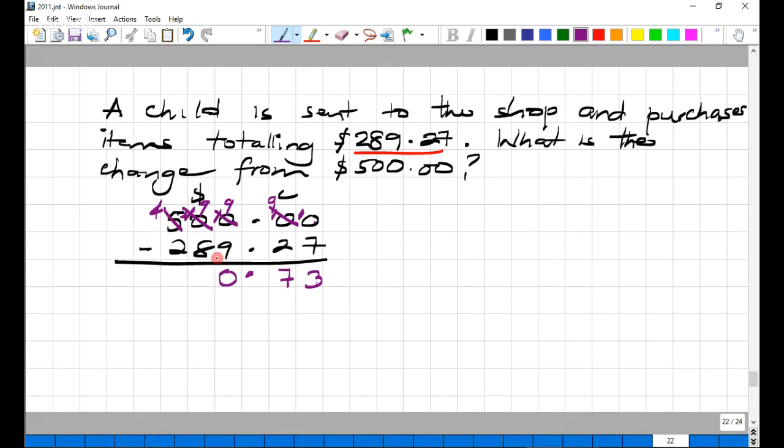Sir, 8 from 9 will leave with 1. Because 1 and 8 makes? 9. Okay. Next column now.